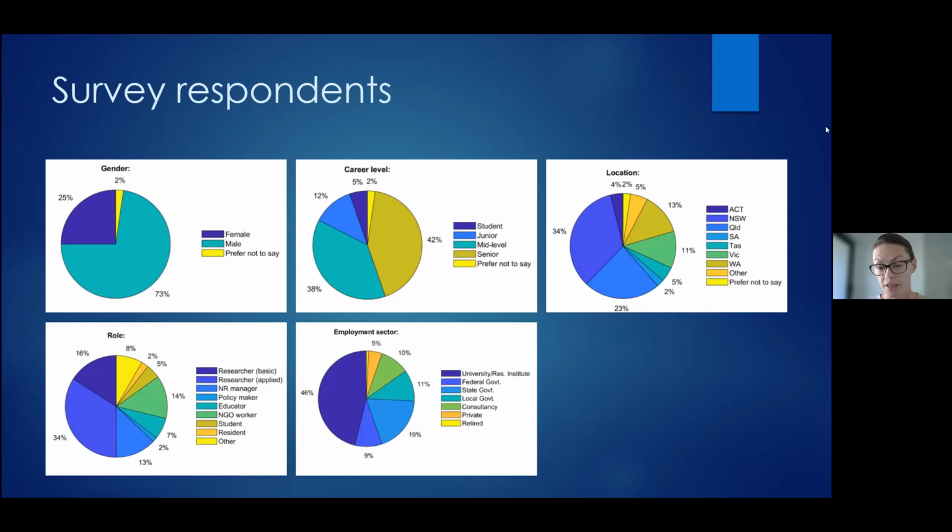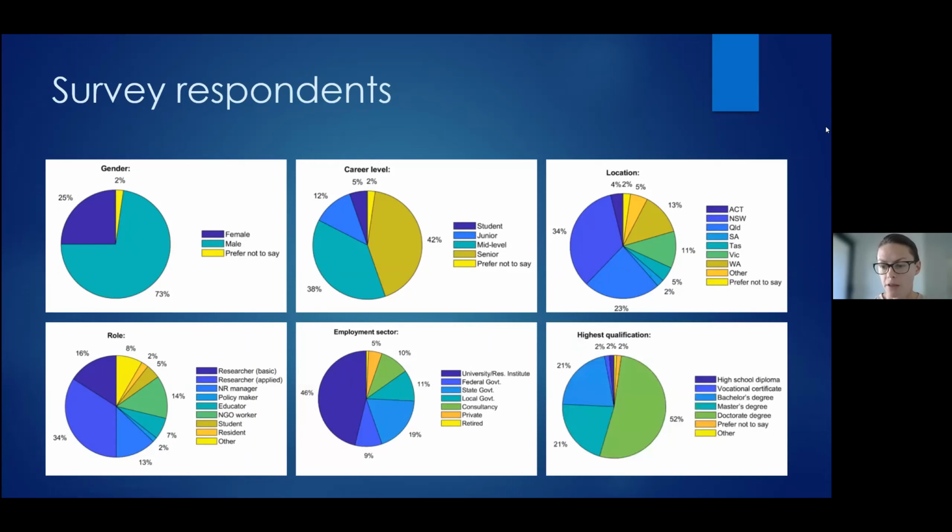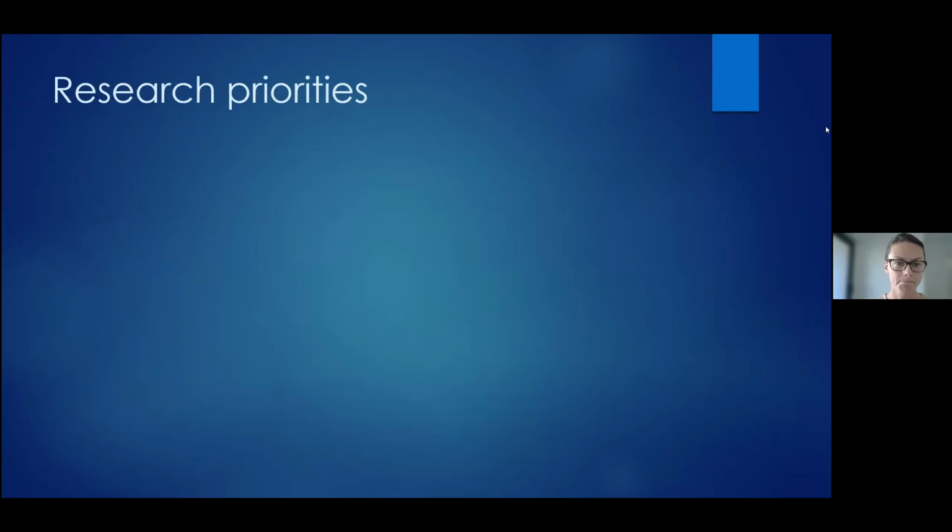About half worked in universities or research, followed by state government, local government, and federal government, with about 10% of people responding to our survey identifying as coming from consultancies. And in general, our survey respondents were very well educated. More than half had doctorates, 20% had a master's degree and 20% a bachelor's degree. So the vast majority were well qualified. That's a little bit of an aside about the people who responded to our survey.